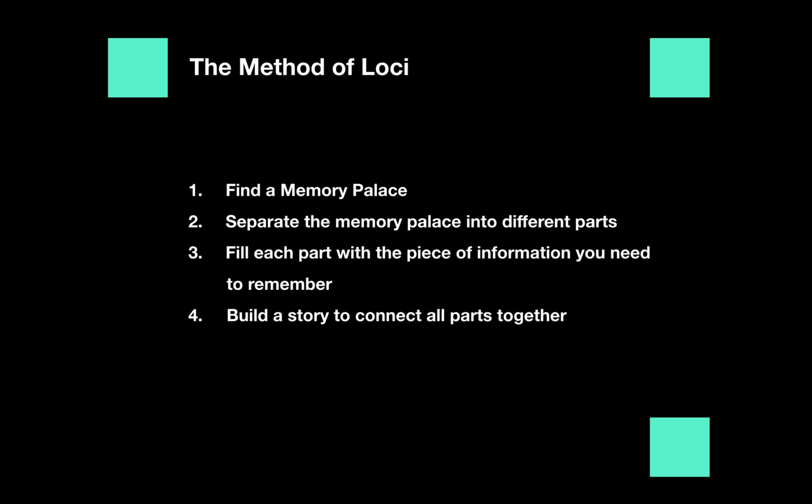For example, if we need to remember three things, like cat, table, and three, we put each item we want to remember into each part of the memory palace. For example, I put the cat into the living room, so there is a cat playing in the living room, and I put the table in the bedroom next to the bed. Then I put the number three in the bathroom, which could be the time on the clock.